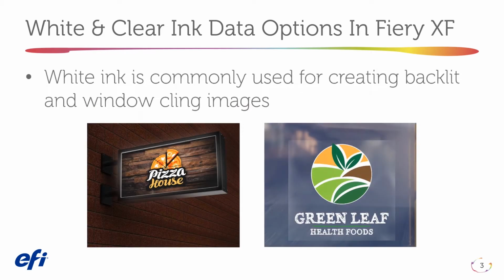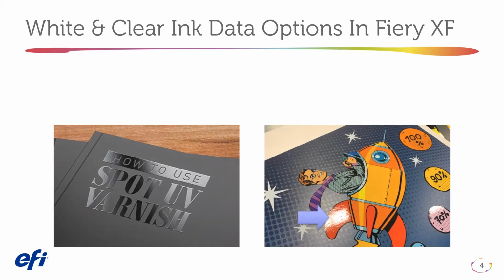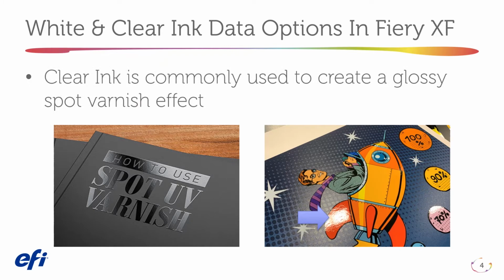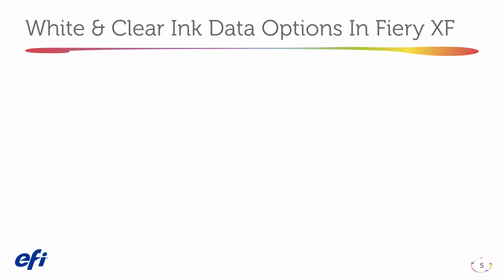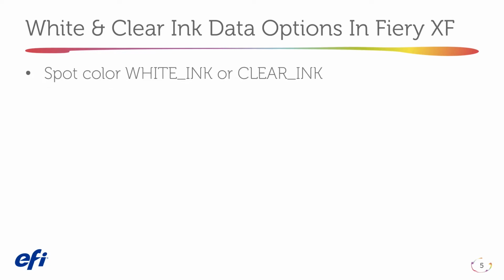White ink is commonly used for creating backlit and window cling images. Clear ink is commonly used to create a glossy spot varnish effect. In Fiery XF, spot color white_ink or clear_ink are available.